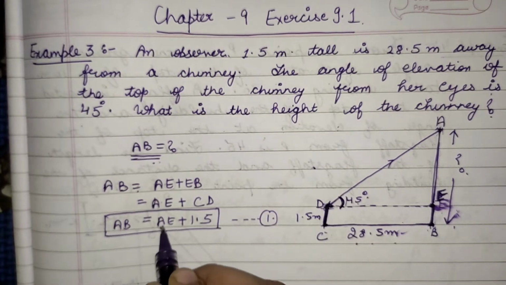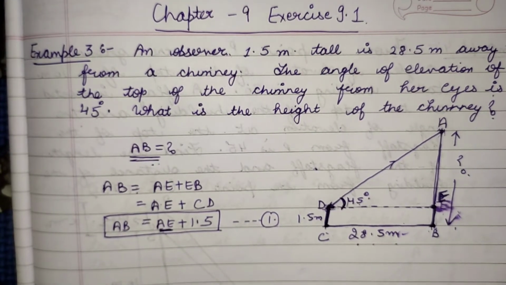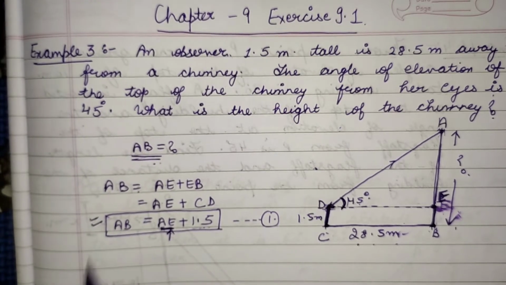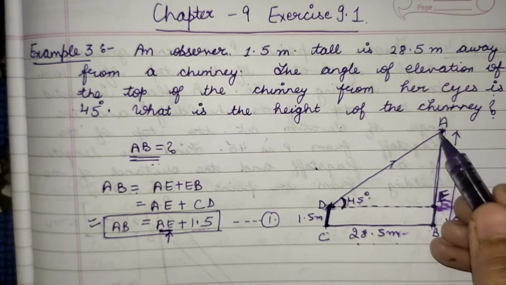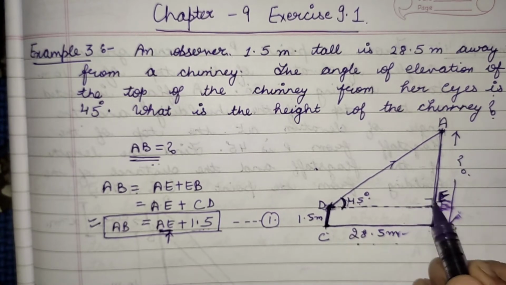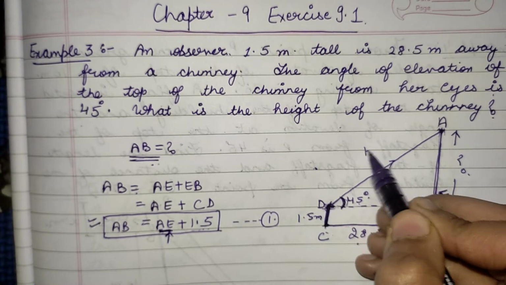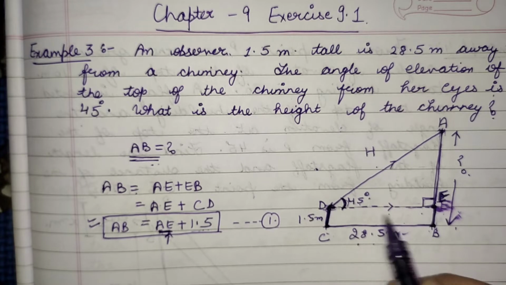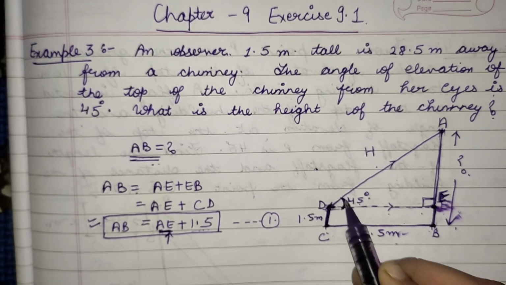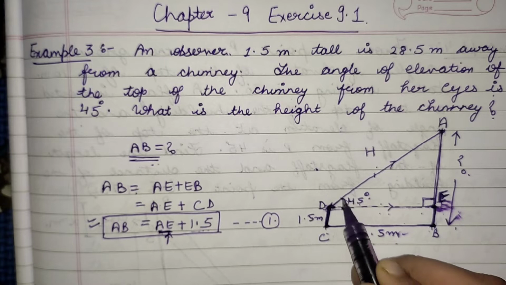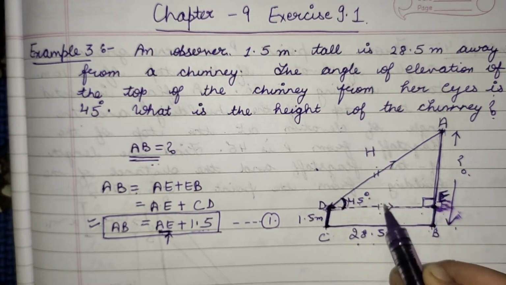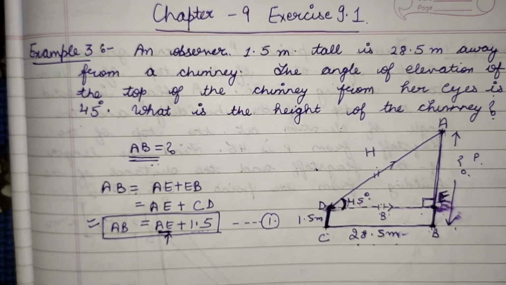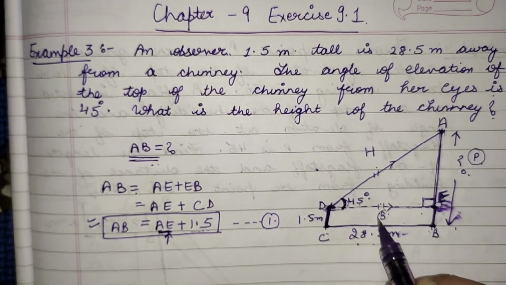Right. So now I have to find out the value of AE. If I have the value of AE, then by adding 1.5 to it I will get AB. So how to find out AE? You can see that this is my right angle triangle. This is my hypotenuse, and I have told you in the previous video also that the base is the side in which the angle is formed between hypotenuse and base. Angle of elevation is always formed between hypotenuse and the base. So this is going to be my base and this is going to be my perpendicular. AE is going to be my perpendicular.